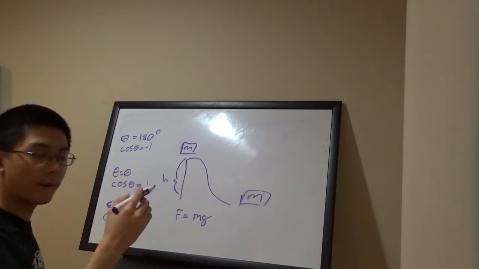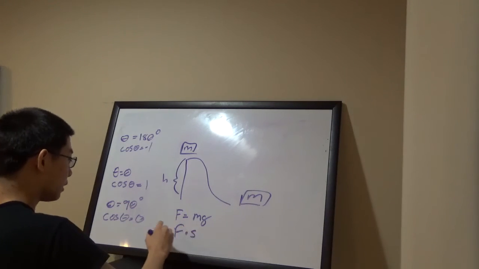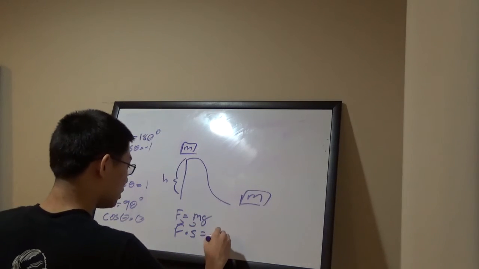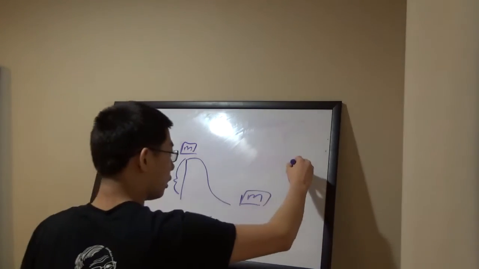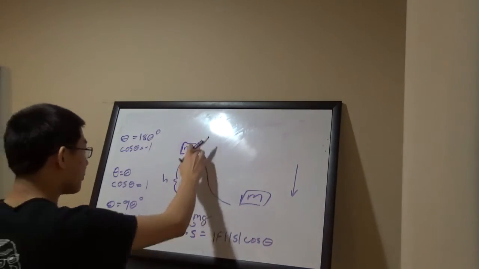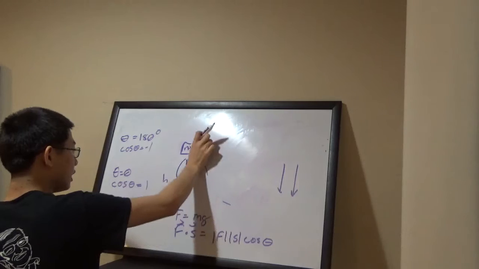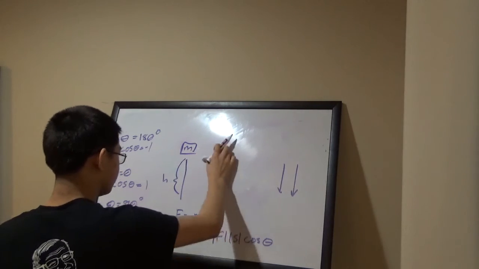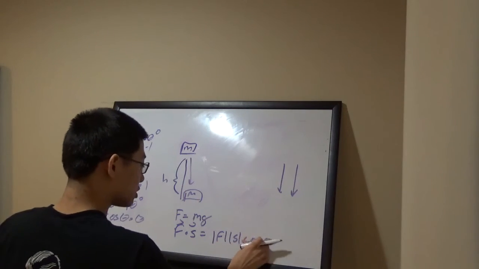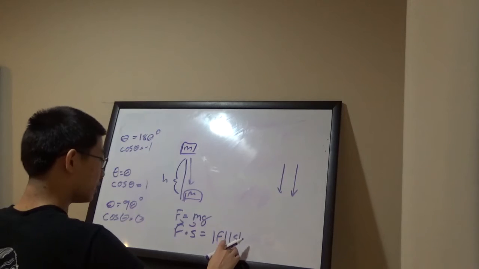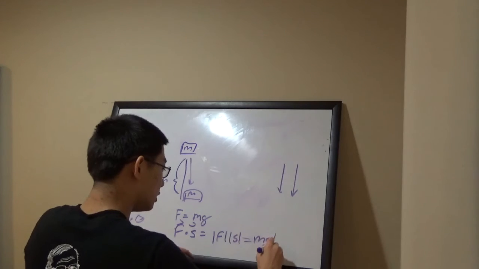And then we have F, and we have to multiply it by our displacement, which is equal to the magnitude of F times the magnitude of S times cosine theta. Our force went in this direction, and our object also moved downwards. We can ignore the slide for now and just say the object drops straight down. Then cosine is 1, so we just get force times displacement. Our displacement is the height h, and our force is mg, so mgh.